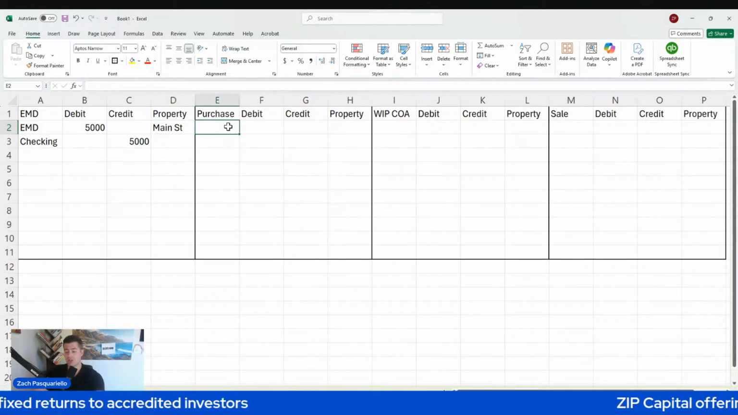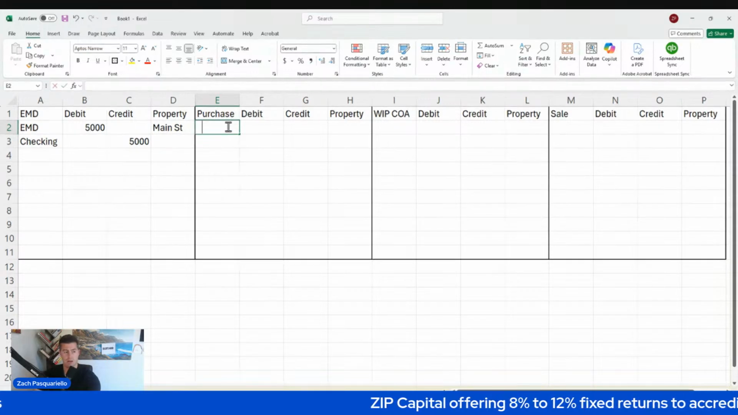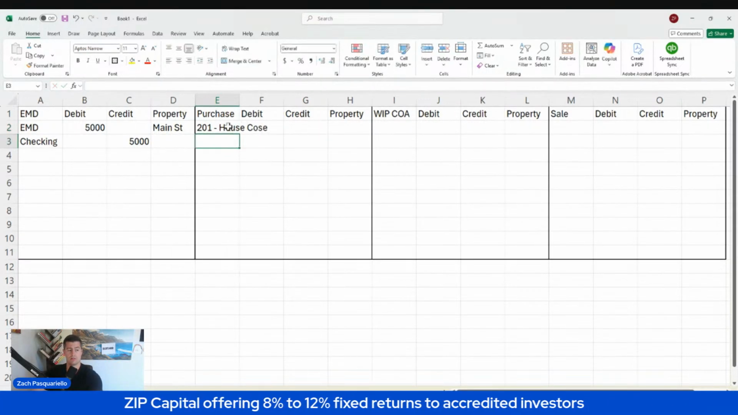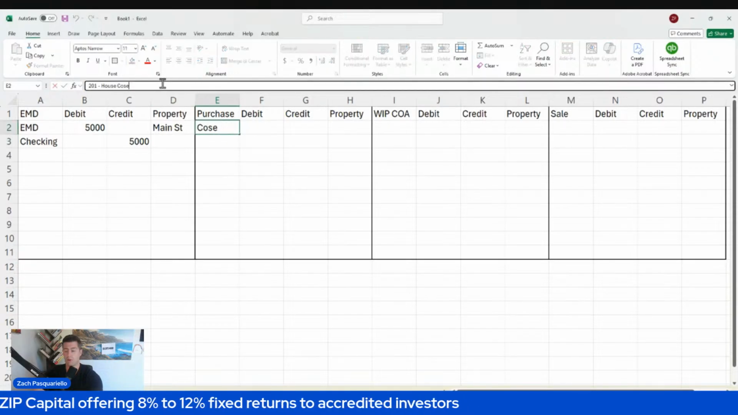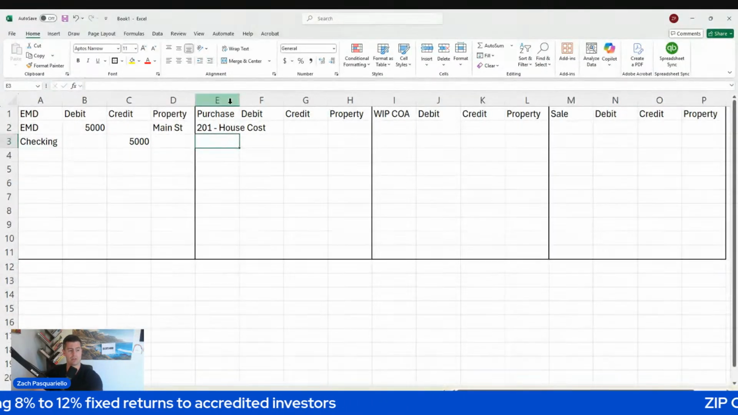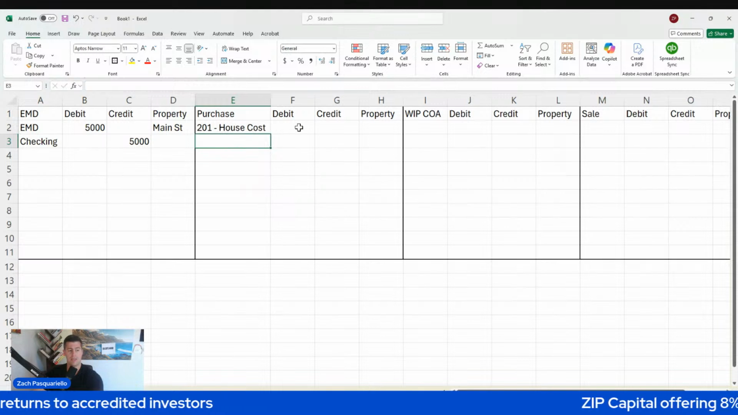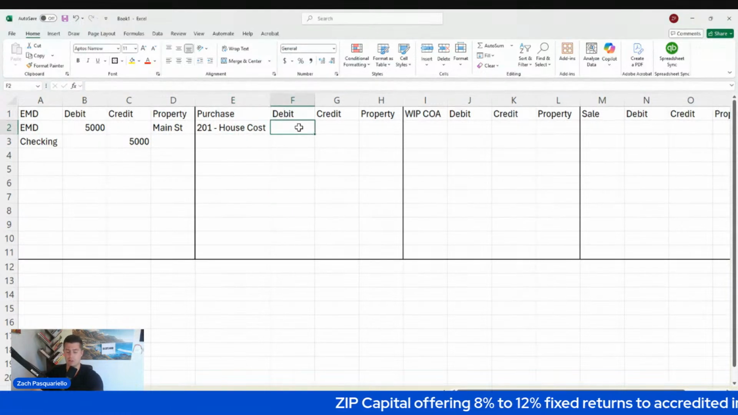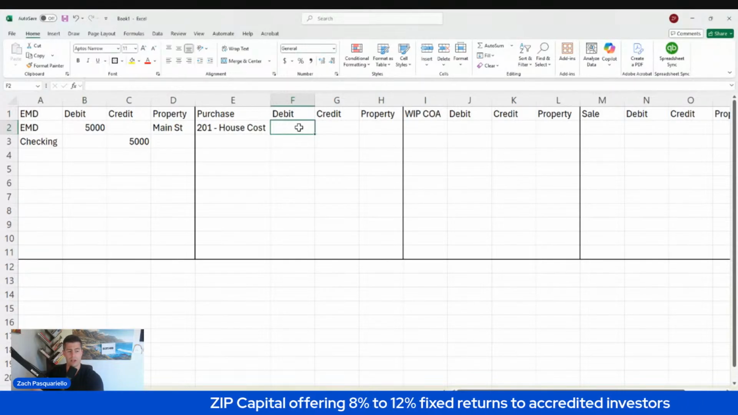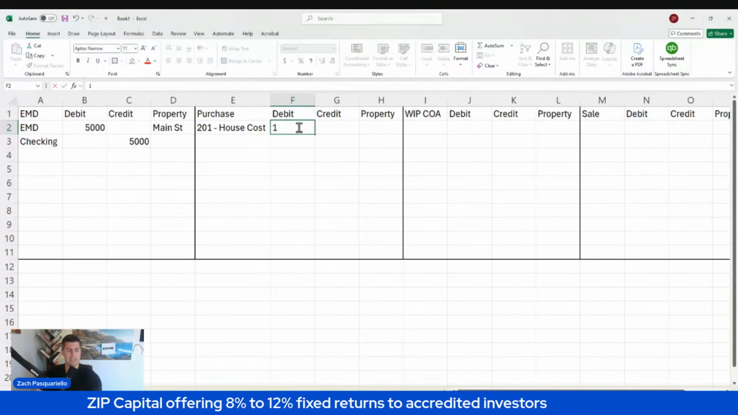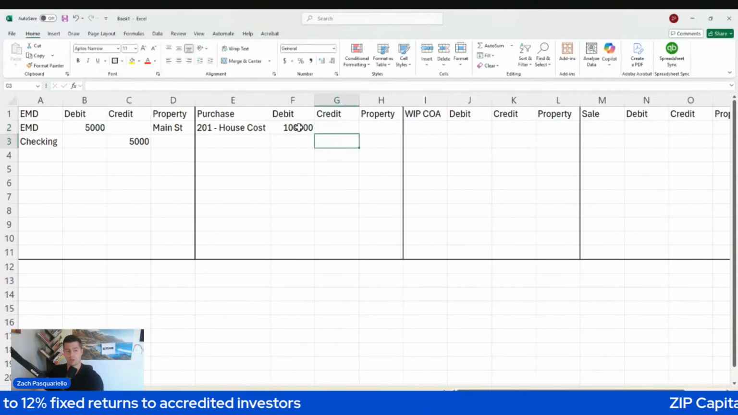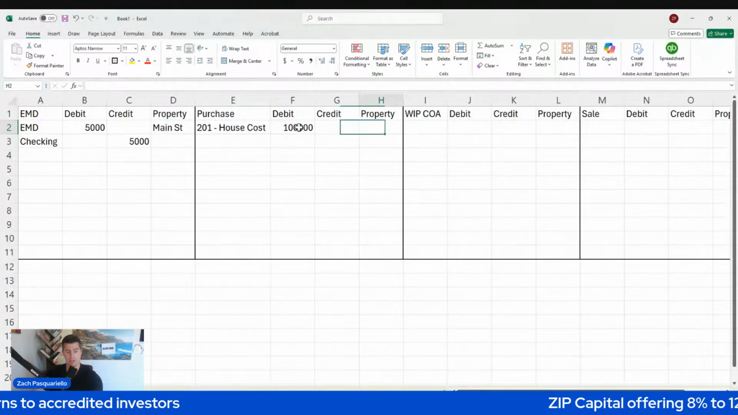Okay, so now you actually purchase the property. We have the chart of accounts. We're going to call it 201 house cost. That's the purchase price of the house. We're going to get all these numbers straight from the HUD. I've done this so many times, I'm just going to pull numbers randomly out of my head. Let's keep it simple and assume that it is a $100,000 purchase for the property. And we're going to class track this.